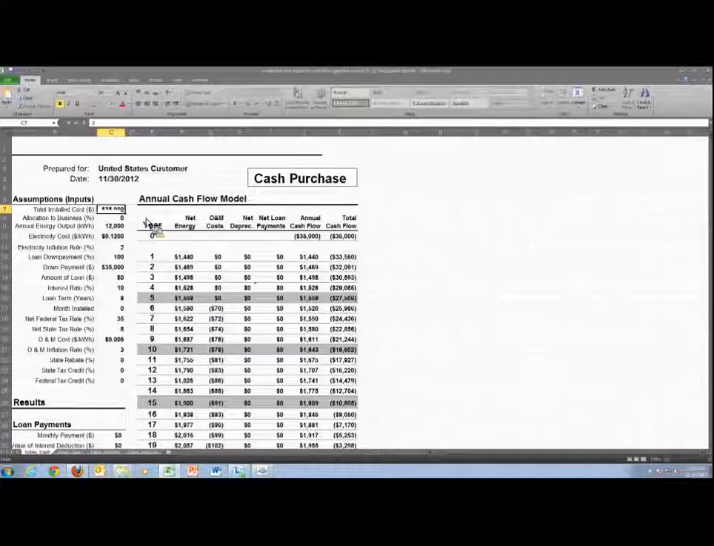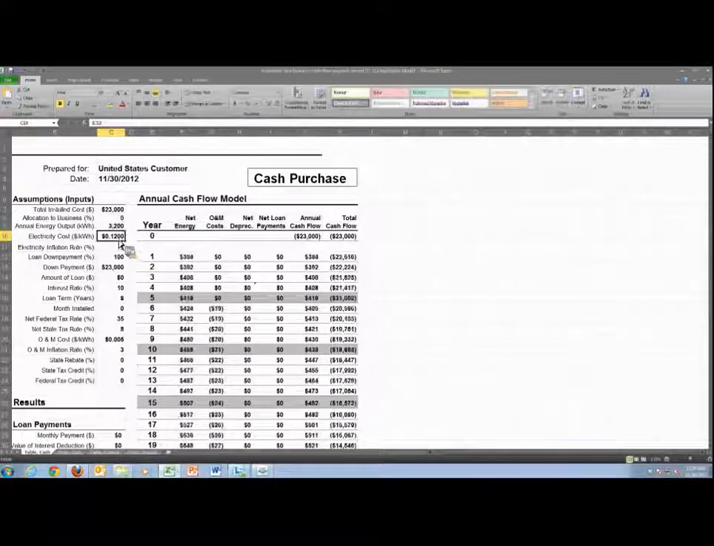So I'm going to put in $23,000 as my total installed cost. My annual energy output is actually only going to be about 3,200 kWh. My cost of electricity, I'm going to put in 0.09, 9 cents today, because that's about what it is in Nebraska. My down payment is going to be 100%, so my down payment is $23,000. Basically, I'm saying I'm paying this in cash, so my interest rate doesn't matter and my loan doesn't matter.